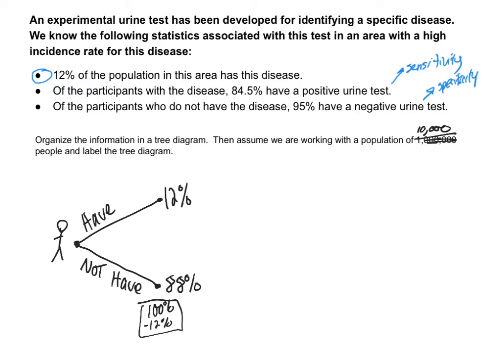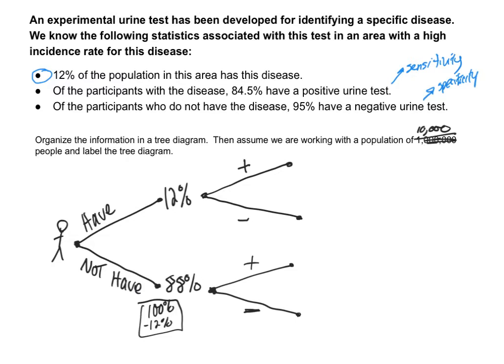From there, what we want to consider is the result of the test. So of those who have the disease, some of them are going to test positive and some of them are going to test negative. Same thing here. Those who do not have the disease, some of them are going to test positive. That will be a false positive. Some of them are going to test negative, which will be a true negative.